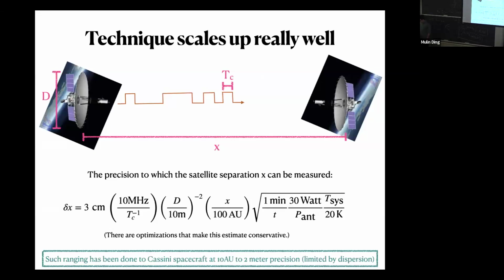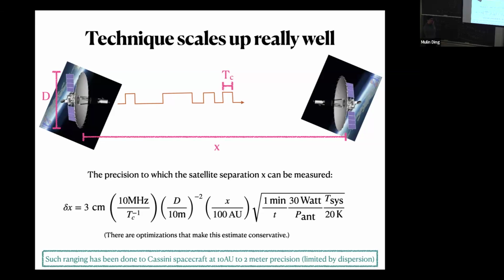Okay. So it turns out that this technique scales up really well. If I take one radio dish which has diameter d, and I put another diameter d dish 100 AU away. In this talk, I'm going to assume either 10 meters or 4 meters for the size of my dish. A 10 meter radio dish is not like a 10 meter optical one, as we'll get to. But so we have two 10 meter dishes, 100 AU apart, and I'm just going to ask how well can they measure the distance between themselves.